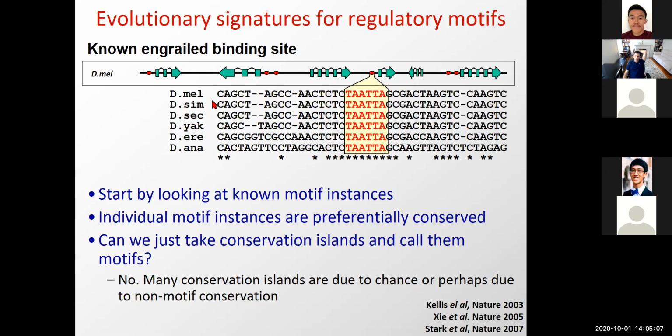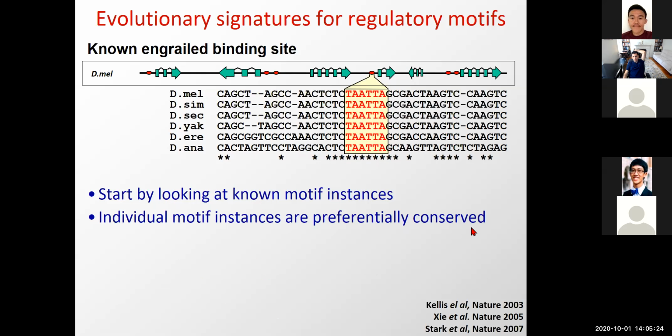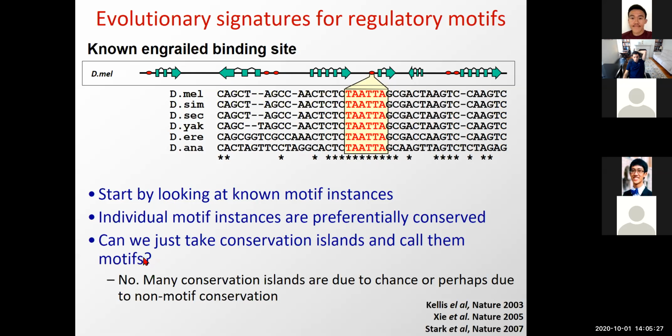So if I look across the genome, I would expect to see the global conservation of that motif pattern be higher than random patterns. So we're going to basically start by looking at known motif instances and recognize that the individual motif instances are in fact preferentially conserved. And we could just take conservation islands and call them motifs, but the problem there is that many conservation islands are due to chance or perhaps to non-motif conservation. There might be an RNA structure that's important there. So the unique signature that we're going to use is that these motifs are recurrent across the genome.